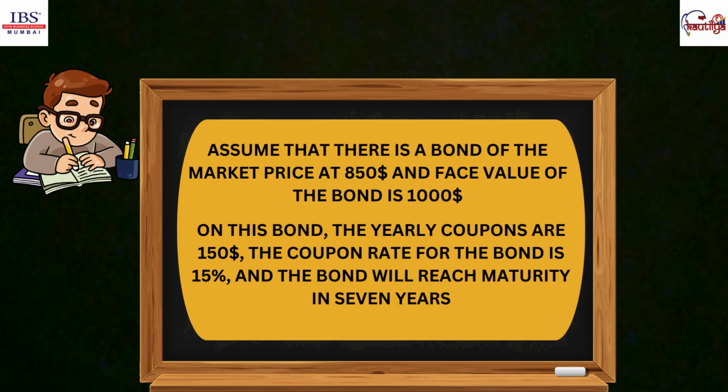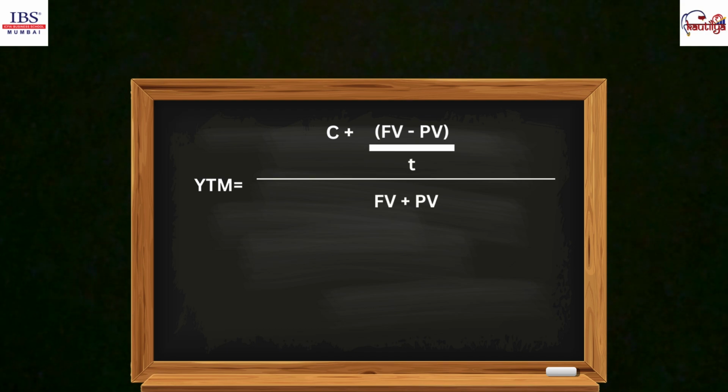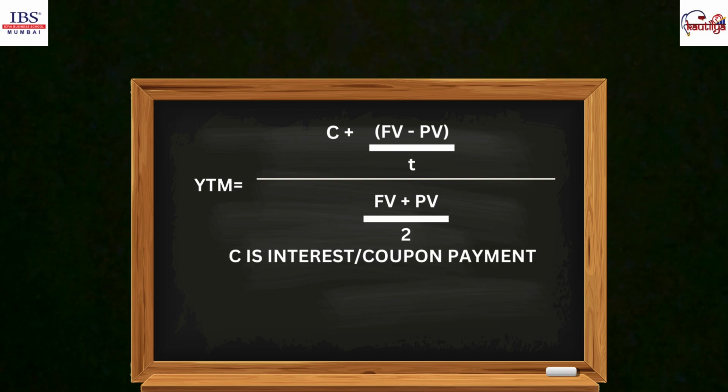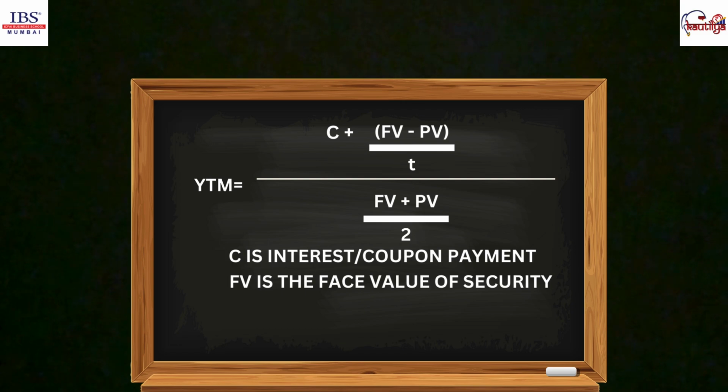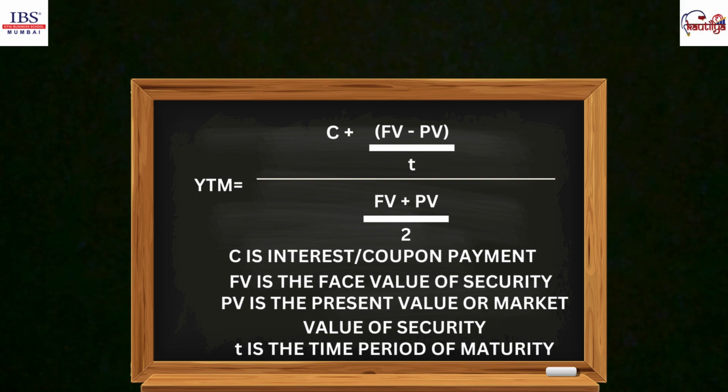The formula for determining approximate yield to maturity would look like YTM equals C plus (FV minus PV) upon T, divided by (FV plus PV) upon 2, where C is the interest or coupon payment, FV is the face value of the security, PV is the present value or price of the security, and T represents how many years it takes the security to reach maturity.